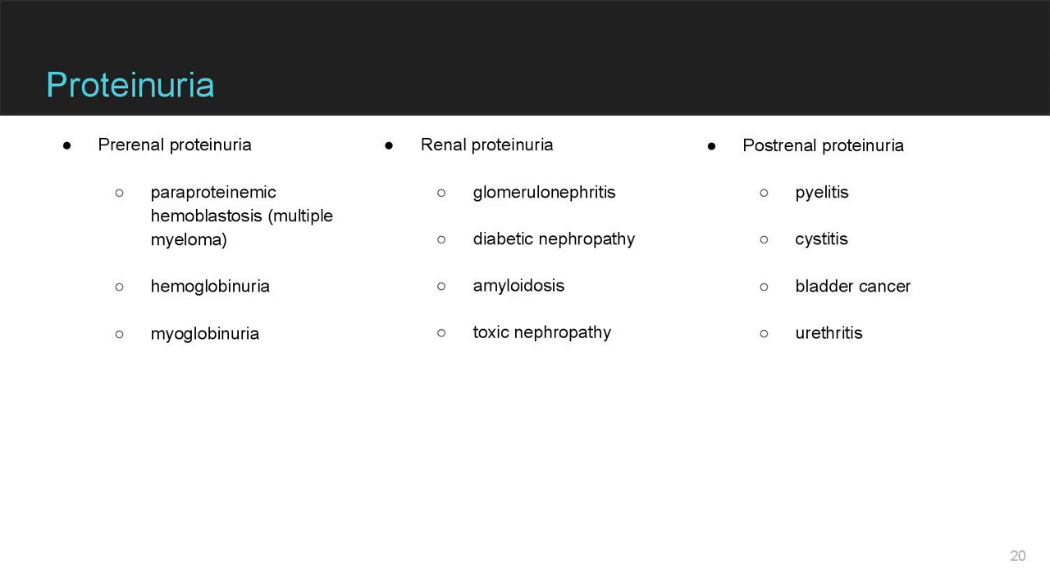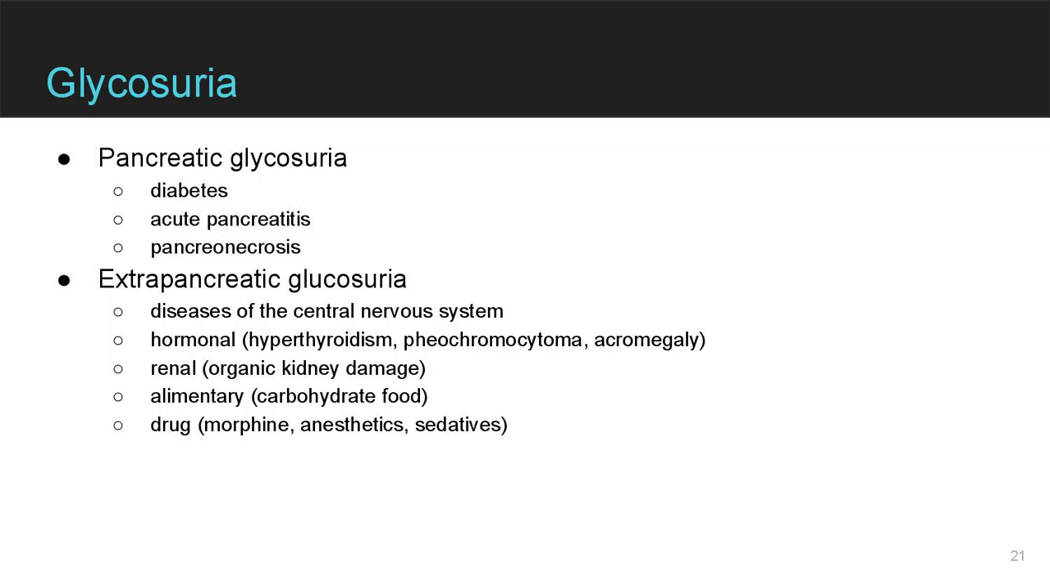The next result is glycosuria. That means that we can find increased concentration of glucose in urine. In healthy people, we can find a very small amount of glucose. So we can even say that normal urine from healthy people doesn't contain glucose.